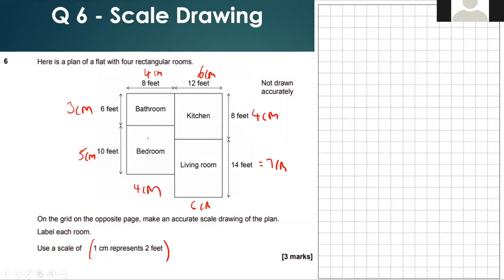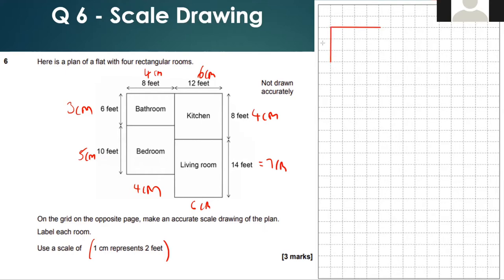So what I'm going to do is draw my little plan here. I'm just going to get the lines up here. So first of all I'm going to have a 4 centimeter line going across here. Oh sorry guys, just rub that out. So you can see that's 4 centimeters. It then goes down here by 3 centimeters. I'm going to have 1, 2, 3 going down there.